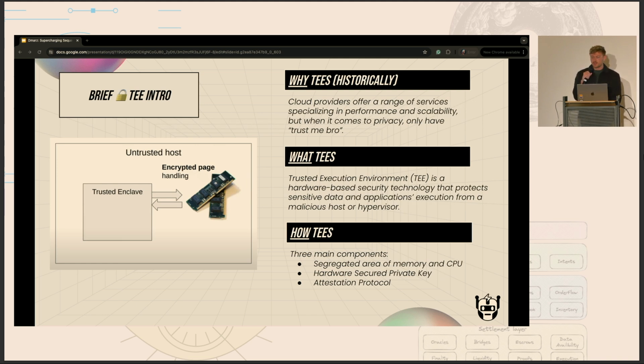This attestation mechanism is used to ensure the authenticity of the hardware and as well the correctness of the application running on top of it. So if you're talking with a TEE, you get some type of guarantee or signature from someone that the code you are interacting with is the code that it says it is.